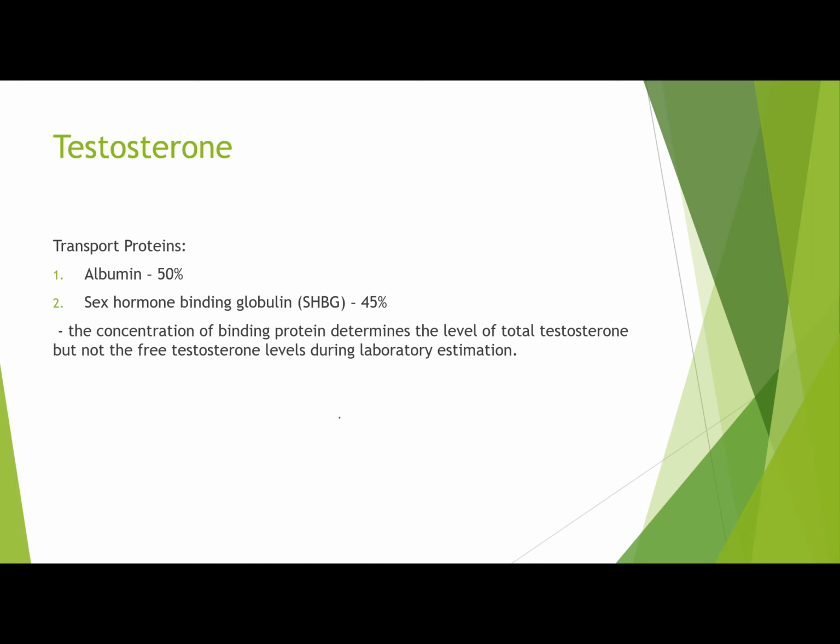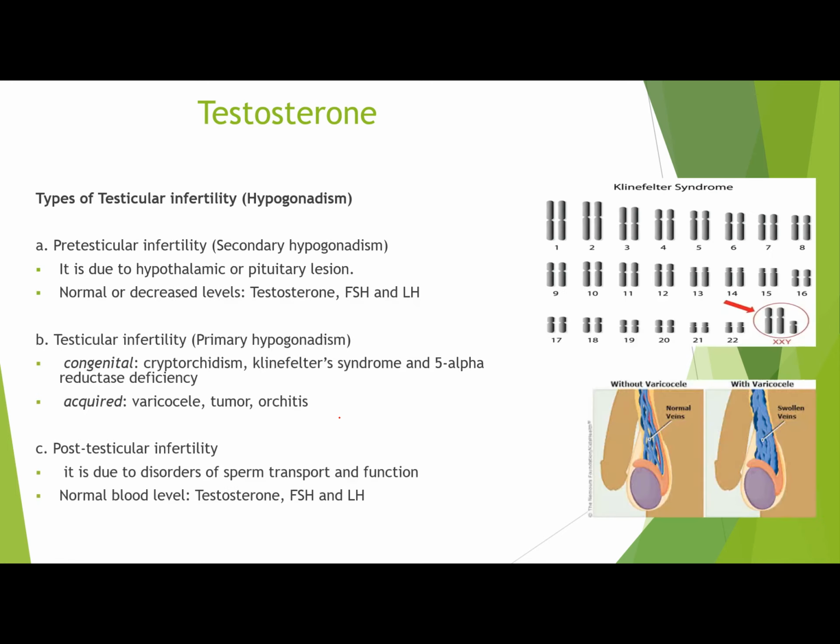Transport protein would include albumin and SHBG. The concentration of binding protein determines the level of total testosterone, but not the free testosterone level during lab estimation. Now, what are the types of testicular infertility or hypogonadism? So, we have your pre-testicular infertility, also known as the secondary hypogonadism. This is due to hypothalamic or pituitary lesion. There would be normal or decreased levels of testosterone, FSH, and LH.